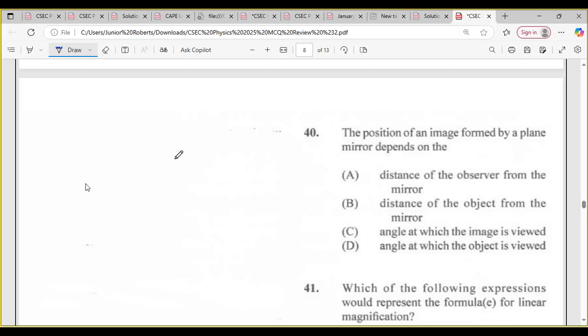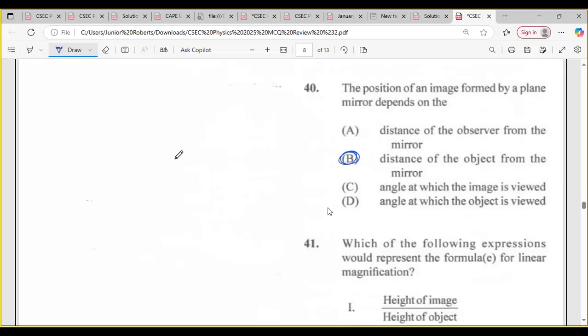Number 40 now says that the position of an image formed by a plane mirror depends on, so the position of the image in a plane mirror depends on the distance that the object is placed from the mirror. So 40 is going to go with B.